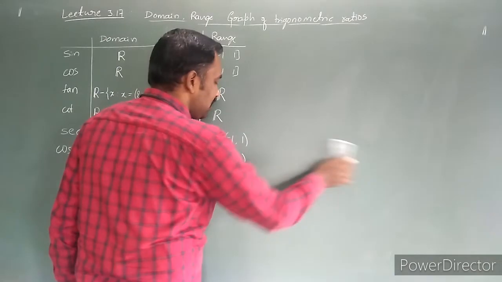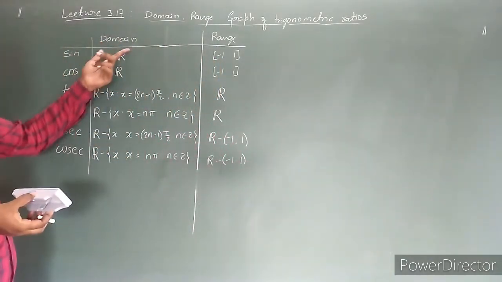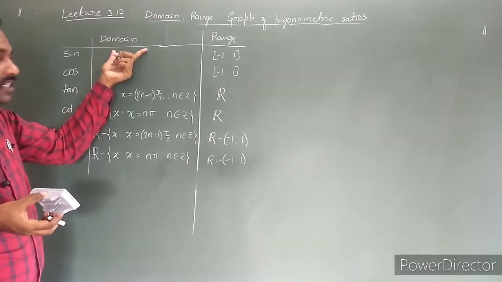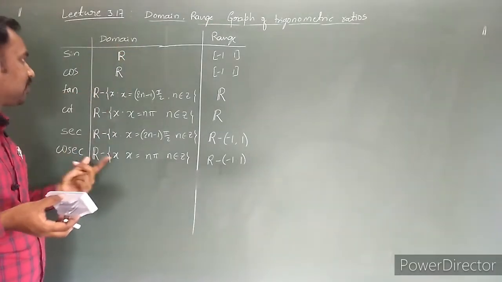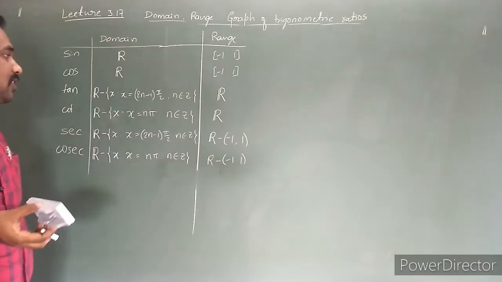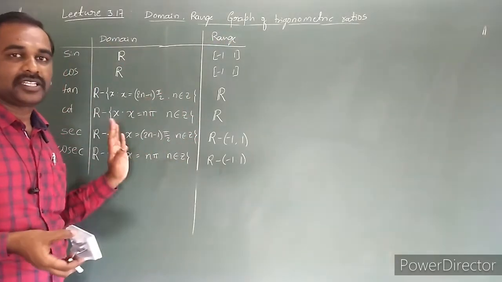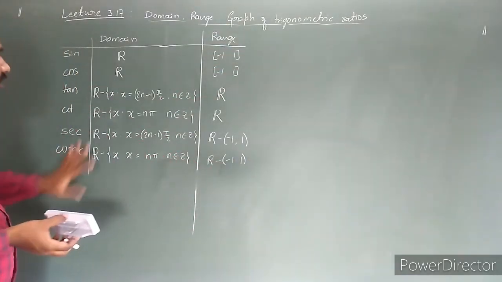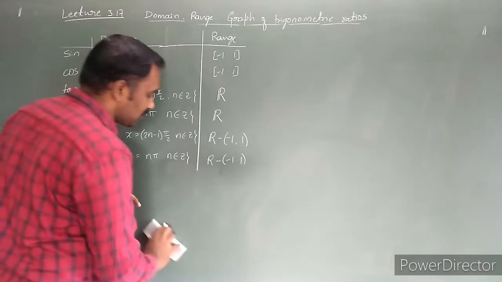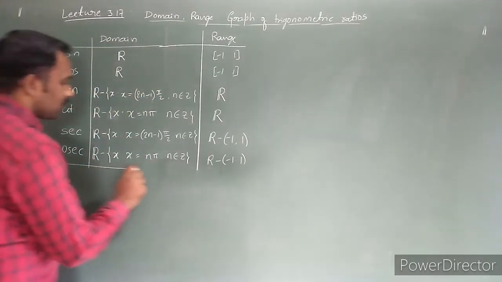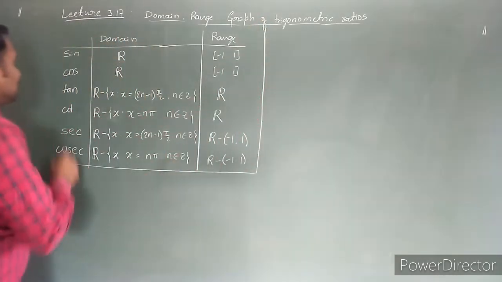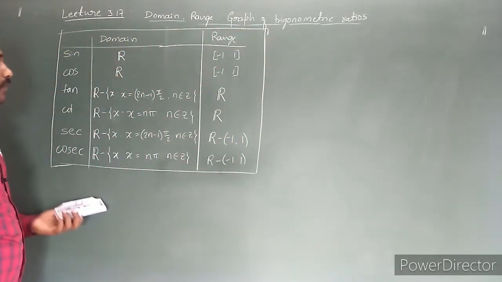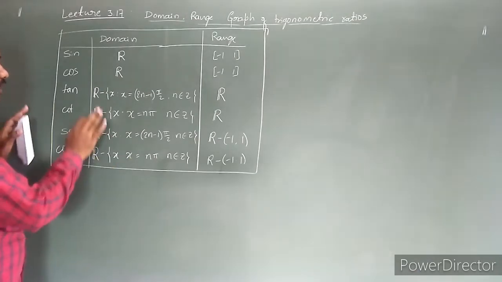Anyhow, once again observe the table, that is domain and range. Domain means angles. What are the angles you are considering for the trigonometric ratios? That is the domain of the trigonometric ratios. Range means after replacing the angles, what result will come? That is our range. So this is the table, a very important table. You must remember this table, or else you have to derive this table. Better to remember it. Very simple.